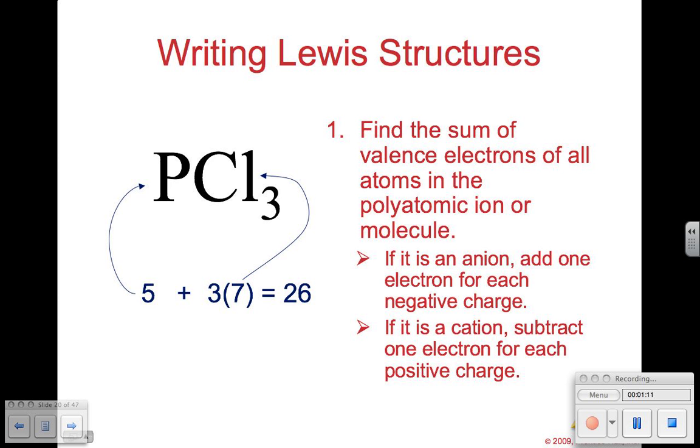Let's say you're going to do the Lewis dot structure for phosphate, which is PO4 3 minus. So you're going to tally up the phosphorus, which is 5, and then for 4 oxygens, it's going to be 4 times 6, and then you're also going to add 3 more electrons because the phosphate ion has a negative 3 charge.